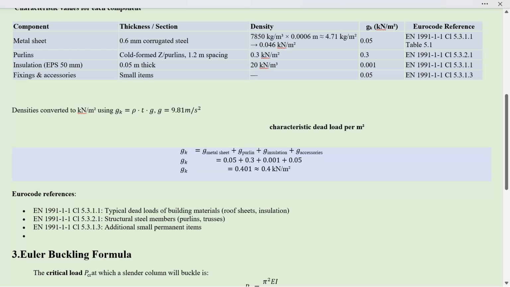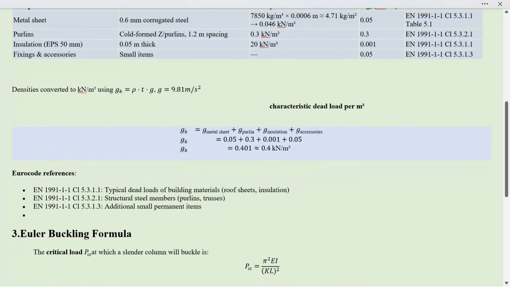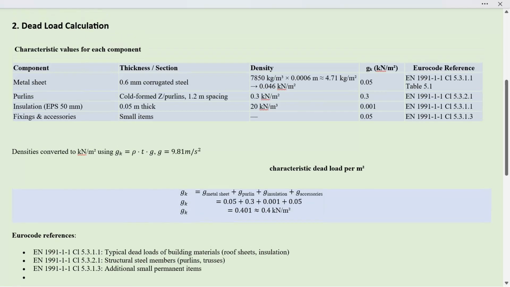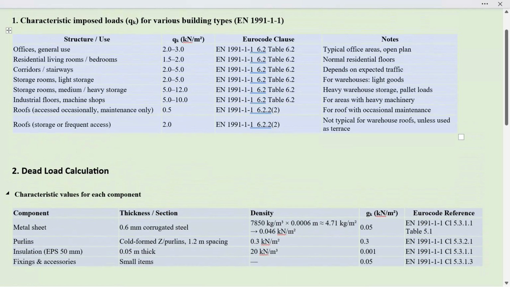And here we have the Eurocode references that we are using. And you can see how we go about it as per Eurocode 1. So here we are going to consider 0.4 for the Gk, or the dead load per meter squared, and for the live load we are going to consider 0.5.